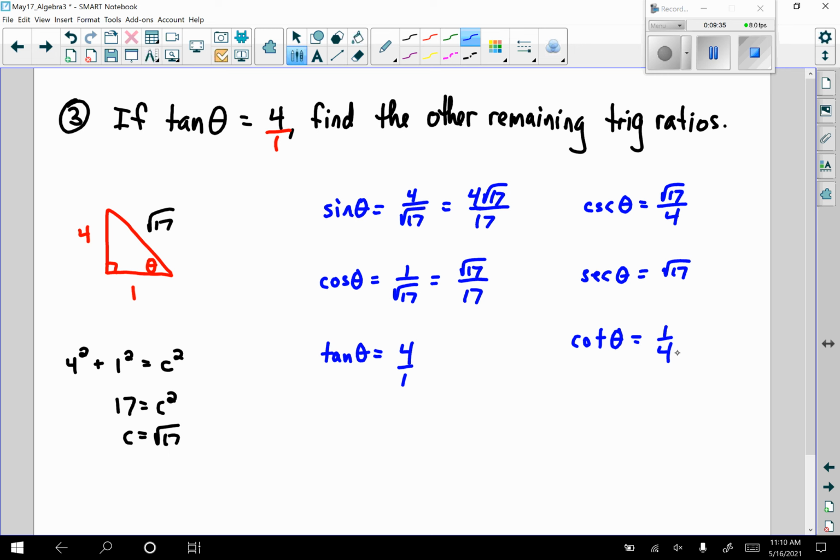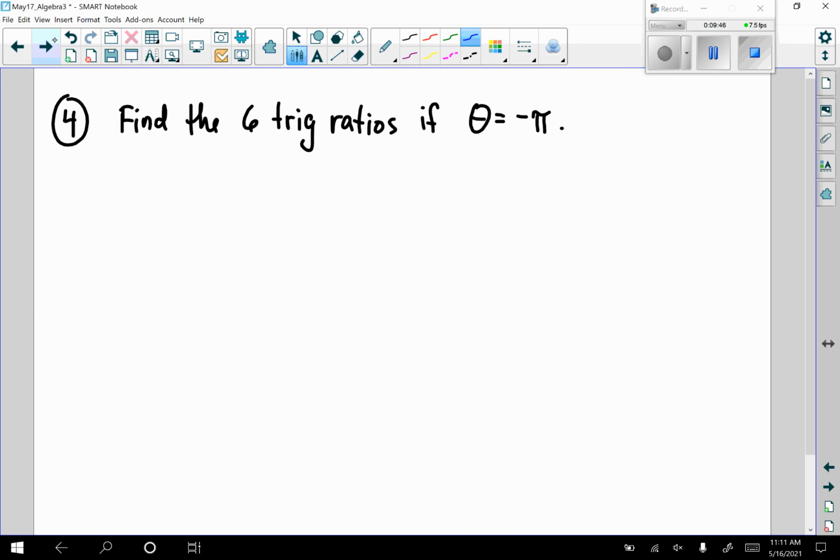Now, what your assignment is going to be is to use the unit circle to create a chart of all of the 6 trig ratios for the unit circle values. So this will be an example here. Find the 6 trig ratios if theta is equal to negative pi.